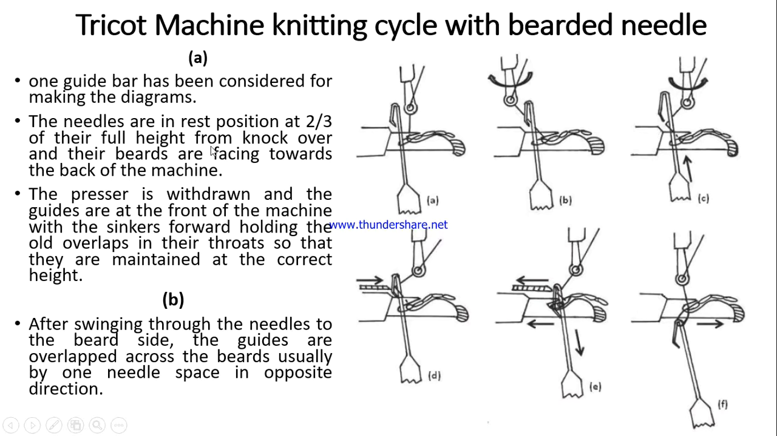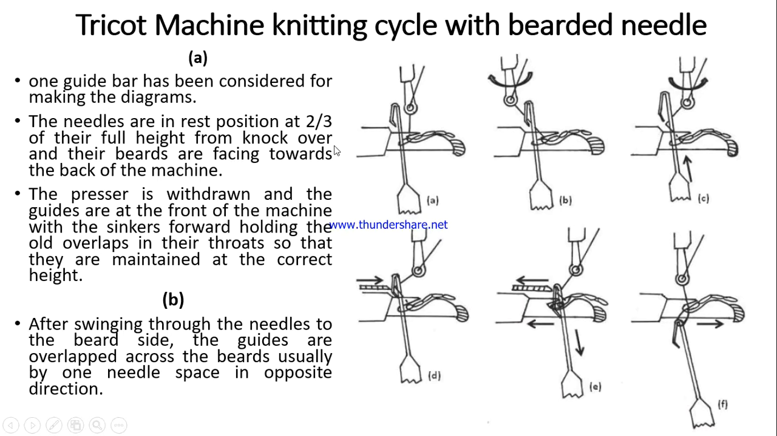In situation A, you can see the needles are in the rest position at 2/3 of their full height from the knockover. At present this needle is at 2/3 height of its knockover position, and their beards are facing towards the back of the machine. This is the hook or beard, facing the back of the machine. That means the left side is the back of the machine, and the right side is the front of the machine in this diagram.